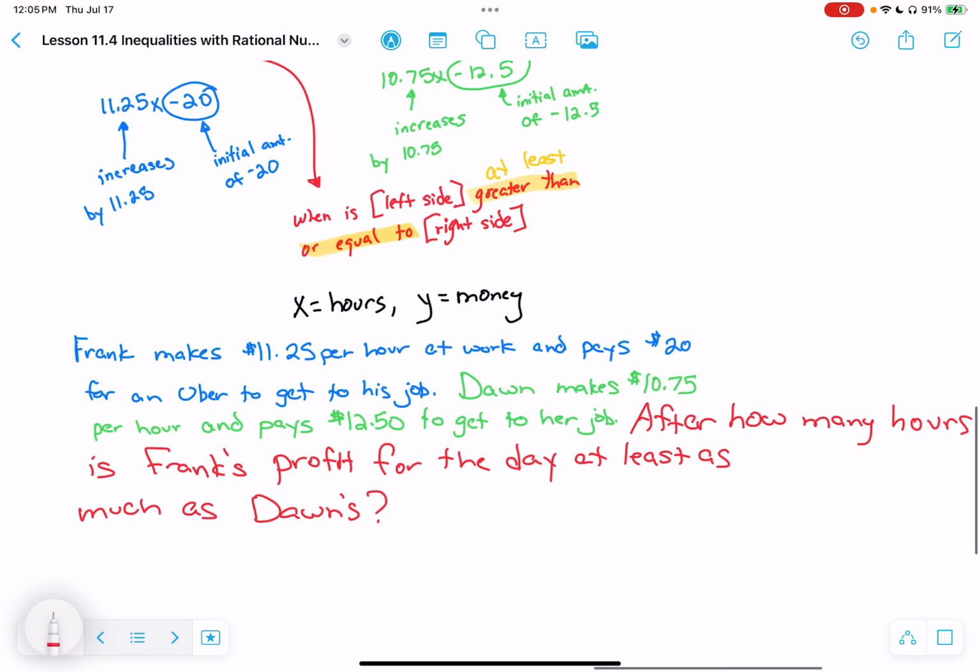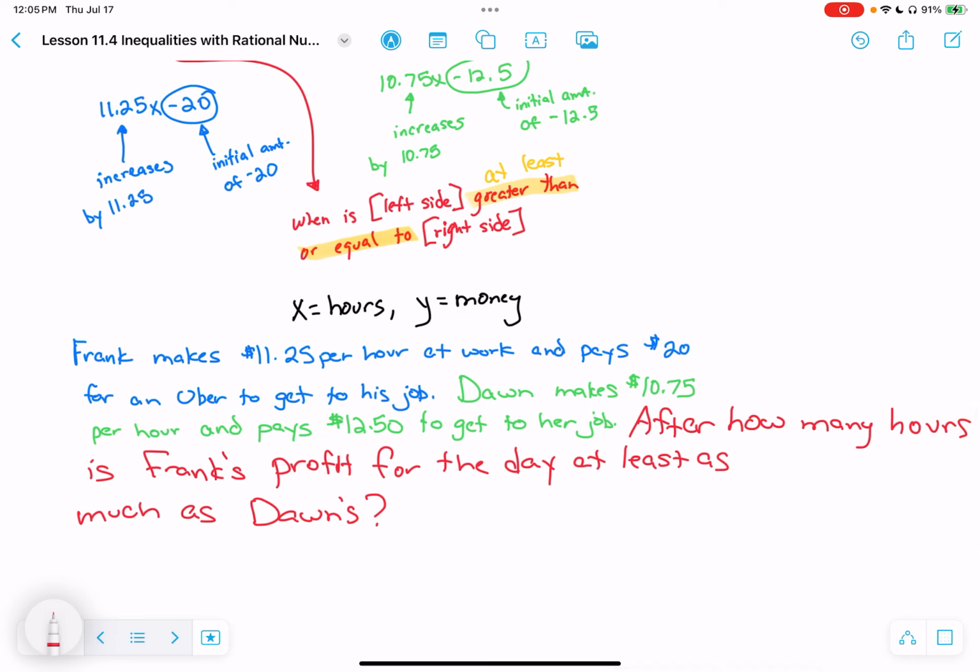Okay, there we go. So guy number one makes 11.25, but it costs him 20, so that's the minus 20. Girl number two makes 10.75 an hour, but it costs her 12.50, so that's the minus 12.5. And then the way we incorporate the greater than or equal to is: how long does guy number one have to work before he's making, after paying to get to work, at least as much as person number two is? There we go. So we've turned our inequality into a real world situation.